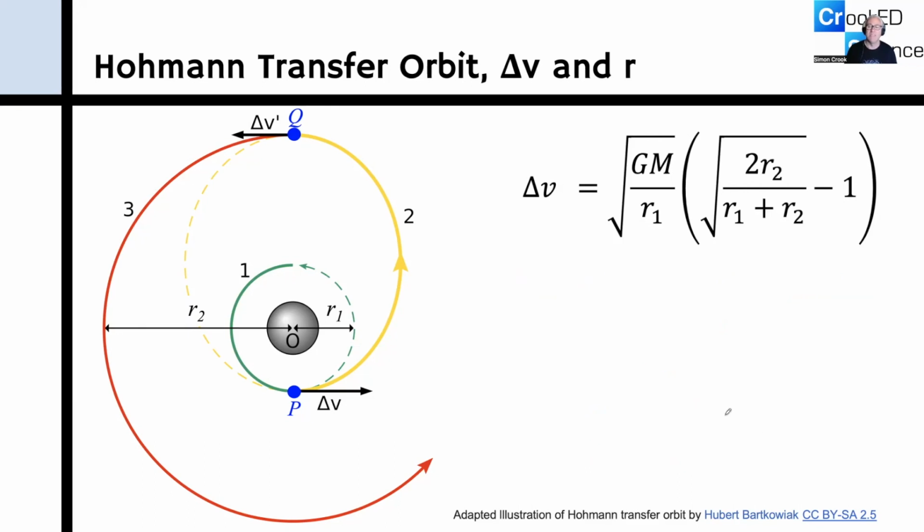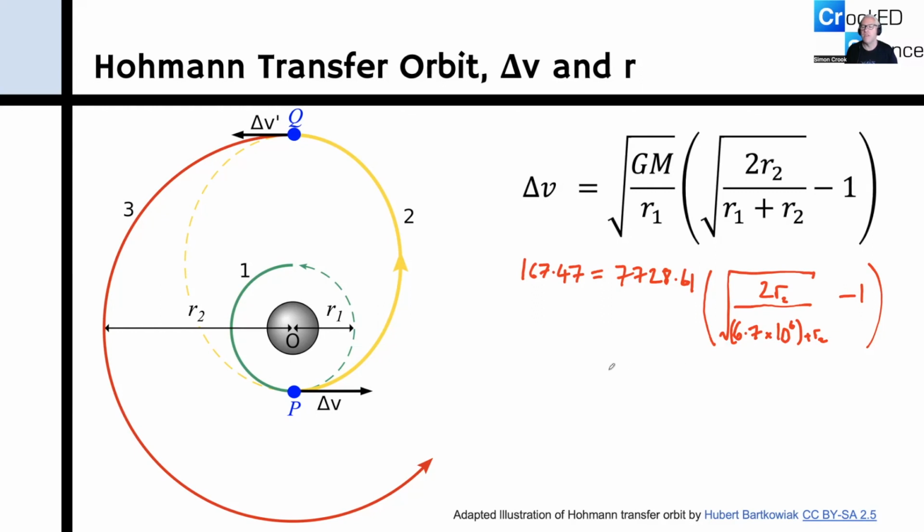So now we can substitute this in to determine R2. So root big G, big M over R1, in this case, is 7,728.61. So then we can substitute in R1. Now, with some very careful rearrangements, we can actually get down to determine that R2 should in fact be 7.314 times 10 to the 6 meters. So that's a lot bigger than the 6.850 times 10 to the 6 meters. So this has quite profound consequences.